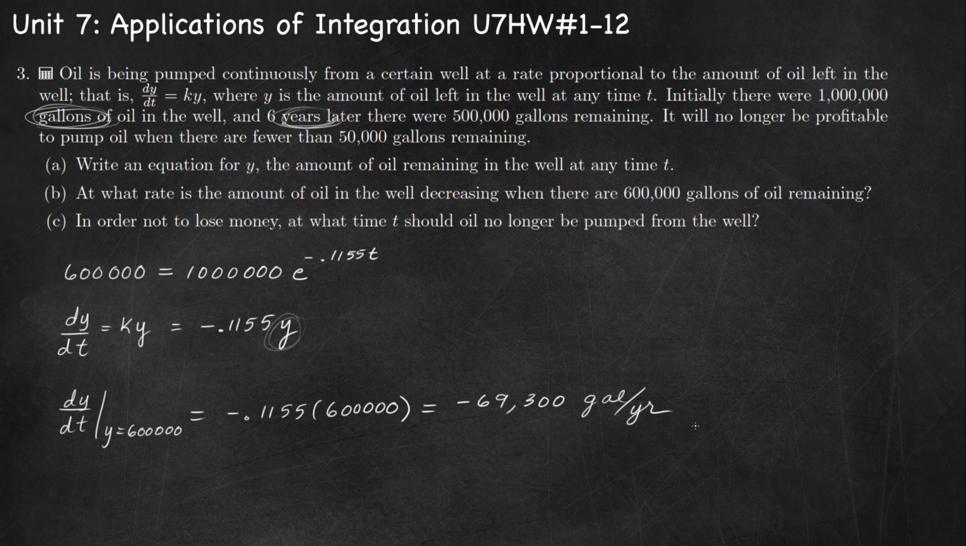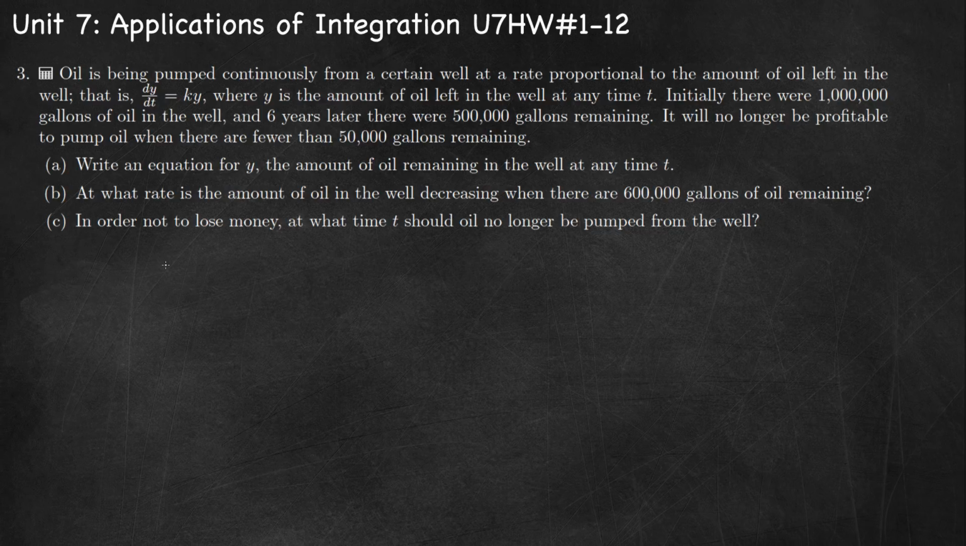And part C, in order not to lose money, at what time t should oil no longer be pumped from the well? Well, we were told at the end of the problem it'll no longer be profitable to pump oil when there are fewer than 50,000 gallons remaining. So we have an equation for the amount of oil. That's our 1 million e to the negative 0.1155t. That's the amount of oil. We want to know, when is that going to be less than 50,000?